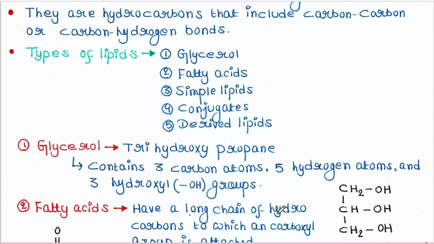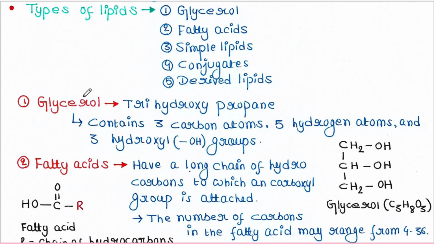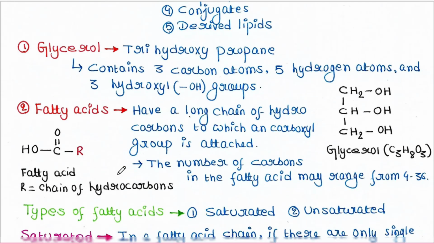First is glycerol. So basically glycerol is trihydroxypropane. That means it contains 3 carbon atoms, 5 hydrogen atoms and 3 hydroxyl groups, OH groups. This is glycerol, C3H8O3. Next is fatty acids.